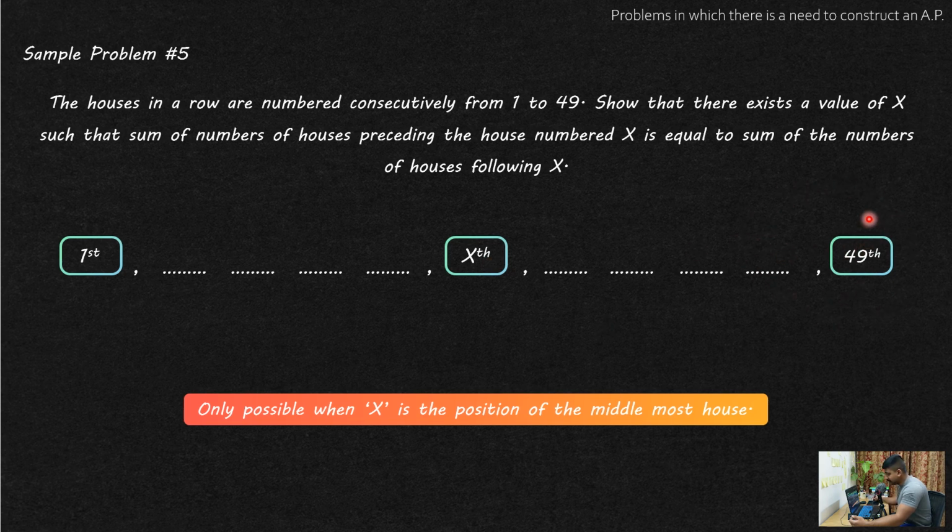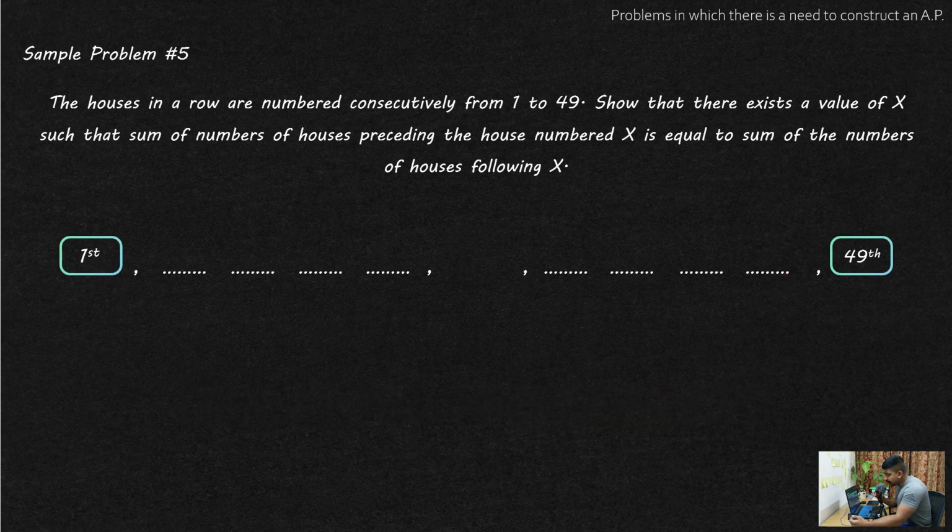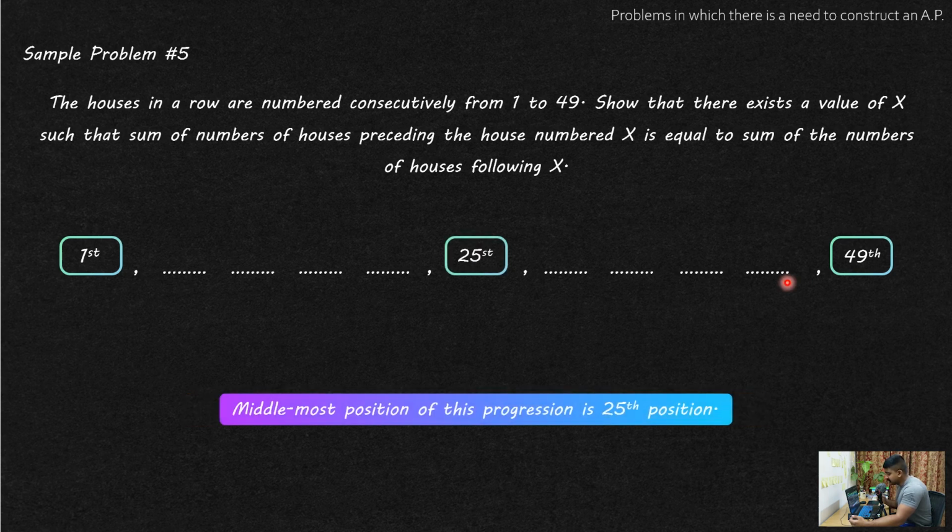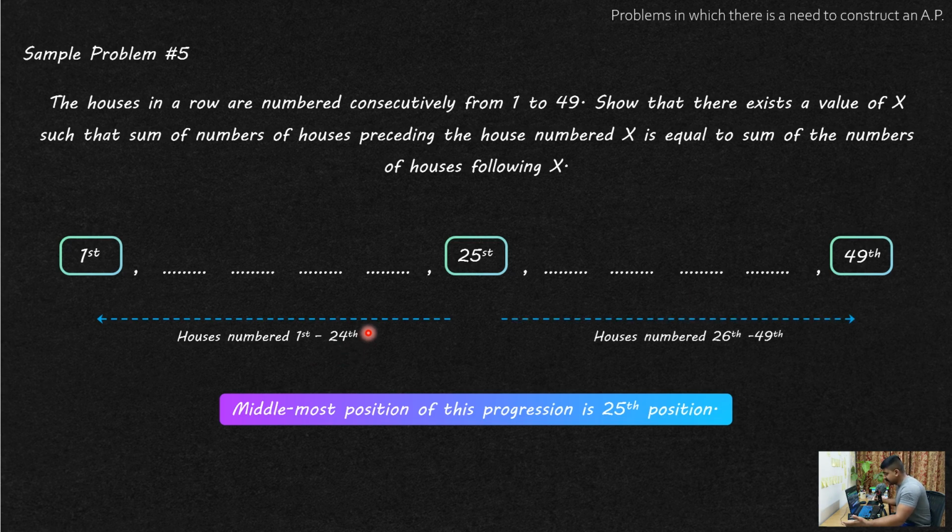Since the total number of houses is 49, the middlemost position of this progression is the 25th position. How? (49 plus 1) by 2. So on the left hand side of this 25th house, we have houses numbered 1st to 24th. On the right hand side, we have houses numbered 26th to 49th. And the number of houses on both sides of this 25th house are equal.